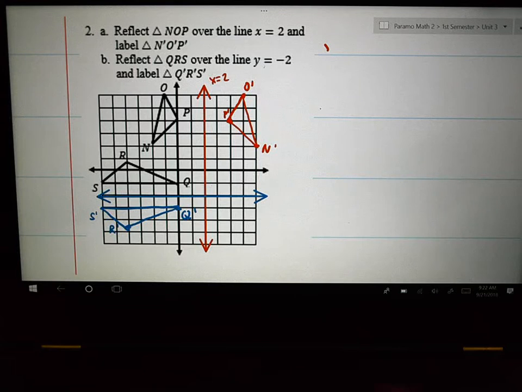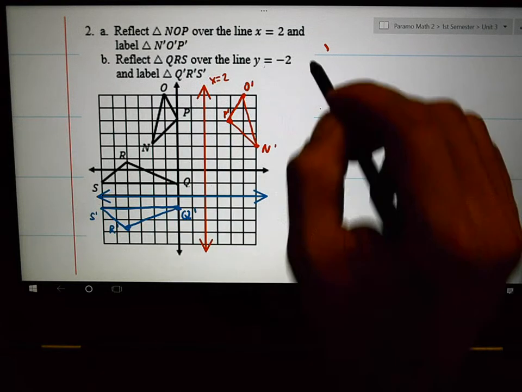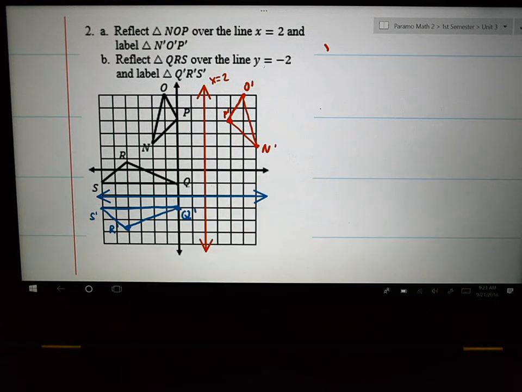So this is your first review. This is a reflection. And I know this is the reflection because they are the ones that have the primes.